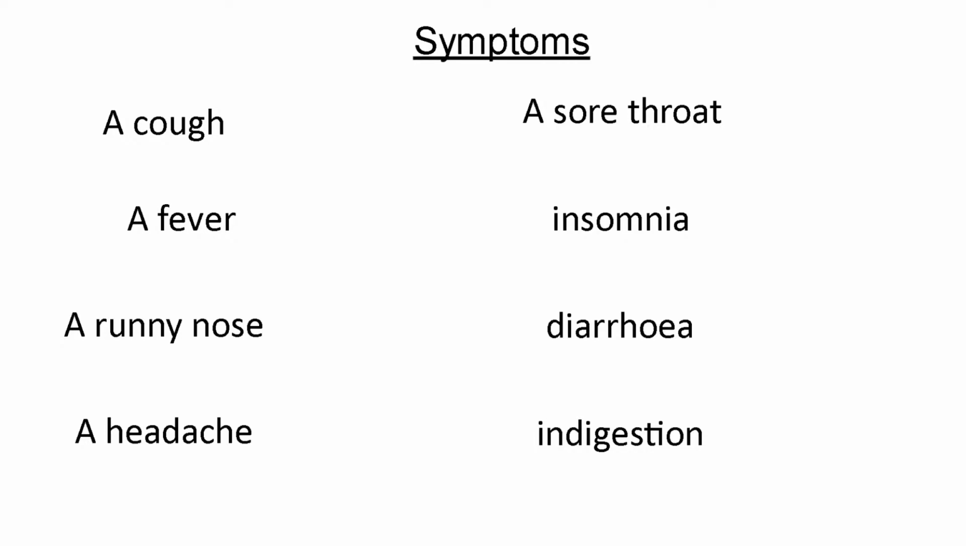Okay, so what we're going to do here is think about collocations, so words that naturally go together. For example, a cough, we could say a chesty cough. A chesty cough is when you're coughing and you have a lot of mucus in your lungs. Do you remember that word from before, mucus? It's kind of liquid, and a chesty cough sounds very bad, and it's not very pleasant when you have it.